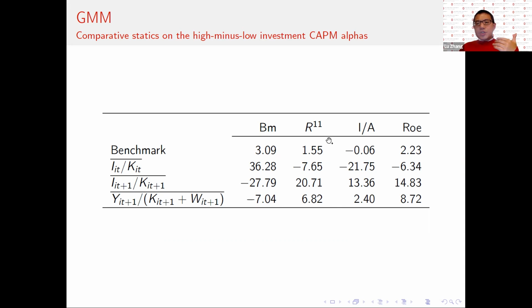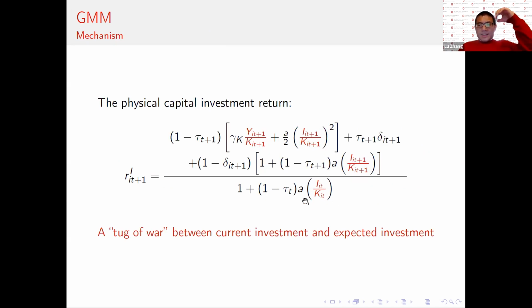Now, the exact opposite is true for momentum. Eliminate the denominator I over K, you are generating a negative alpha of 7.7% per year. But if you eliminate the cross-sectional dispersion in next period investment rate, you're generating a gigantic positive alpha of 20.7%. Go back to this equation again. The current period investment in the denominator and next period investment rate in the numerator are stuck in a tug of war for momentum as well. But for momentum, it's the next period investment that is the dominating force. As a result, momentum winners are earning higher rates of return than momentum losers.